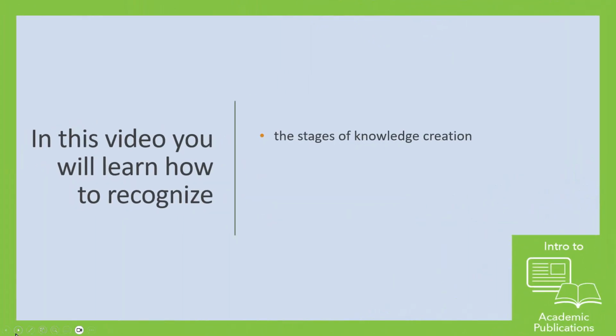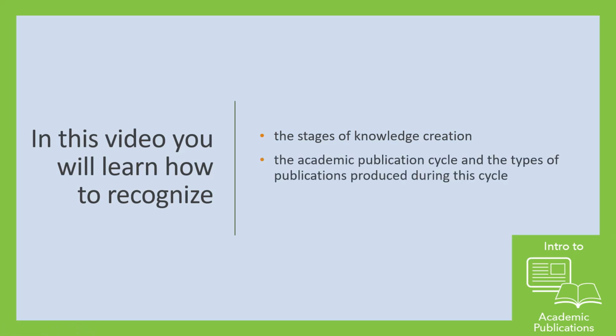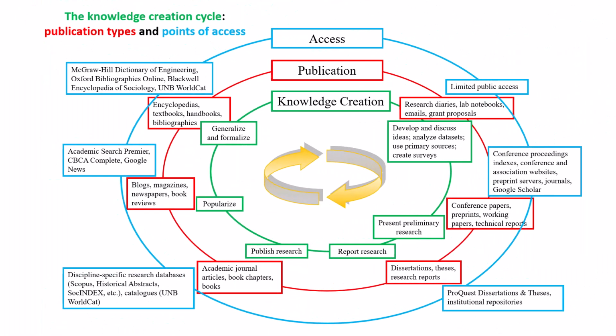In this video, you will learn how to recognize the stages of knowledge creation, the academic publication cycle, and the types of publications produced during the cycle, and the different points of access to these works. The sequence in which academics do research and publish their work determines the types of information and publications available for your assignments. Therefore, becoming familiar with the concepts in this video will help you connect the work that scholars do across different disciplines, including the humanities, social sciences, and STEM fields, with the different types of sources they produce and the points of access for these sources.